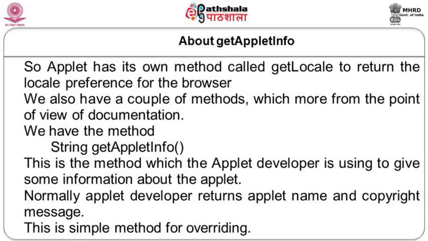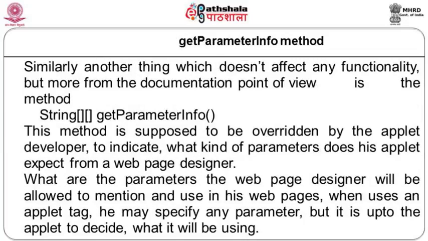So it's just a simple method which anyone can override and specify while writing an applet. Similarly, another thing which doesn't affect any functionality but is more from the documentation point of view is the method called getParameterInfo. The method getParameterInfo in the applet class is supposed to be overridden by the applet developer to indicate what kind of parameters his applet expects from a web page designer. What are the parameters which the web page designer will be allowed to mention and use in his web pages when he writes the applet tag.